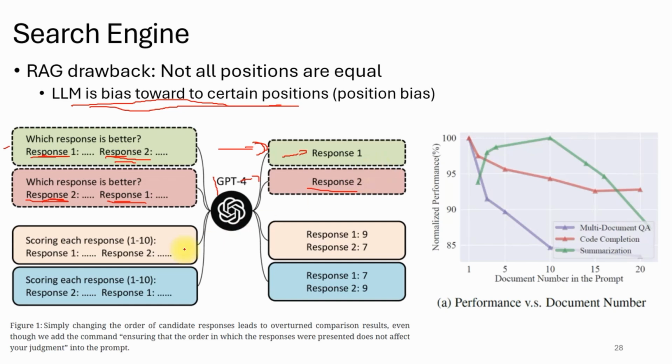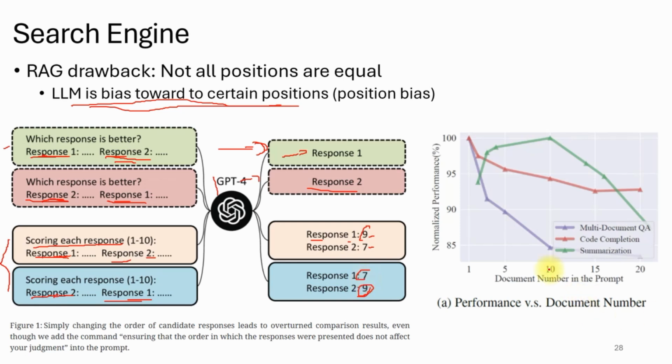So that's one drawback. In this research, they also ran another experiment: with the same prompt, they asked to score each response on a scale of 1 to 10. They placed response number 1 before response number 2, then response number 2 before response number 1. They found out that whichever response comes first usually receives a higher score. Here, response number 1 comes first, so it received 0.9, and number 2 received 0.7. Here, because response number 2 comes first and response number 1 later, response number 2 now received a score of 9, and response number 1 received 7. So same question, same relevant answers, just rearranging the position, the answer will be totally different.